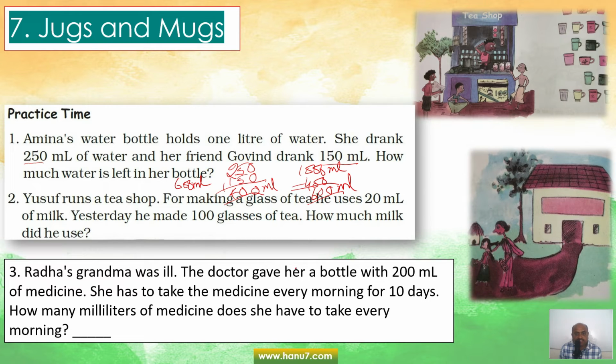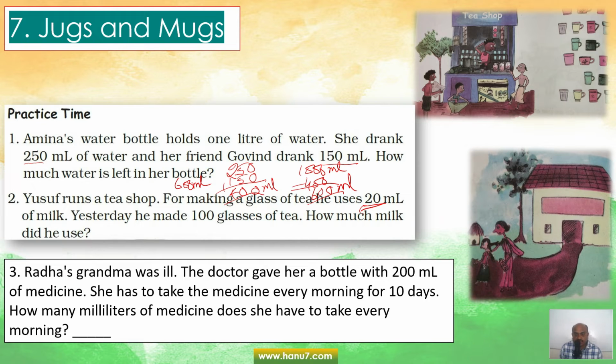Yusuf runs a tea shop. You can see that here this is a tea shop. For making a glass of tea he uses 20 ml. This is the quantity he uses, 20 ml of milk. Yesterday he made 100 glasses of tea. How much milk did he use?